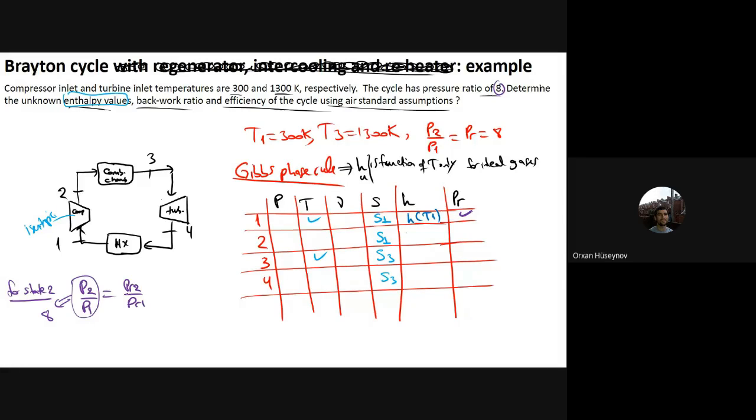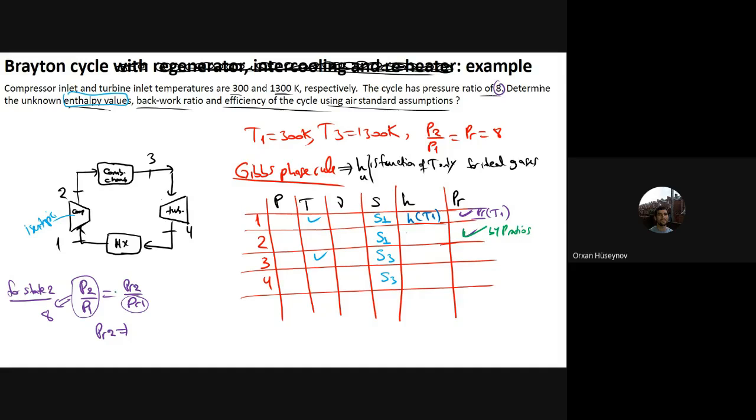Therefore, PR2 by PR1 can be easily determined, and since I can find the PR1 from the given temperature, PR will be a function of the temperature at state 1. So from here I can find the PR2, so that PR2 for state 2 can be found. If I find the PR2 for state 2, then from this PR2 value, I can find, by pressure ratios.